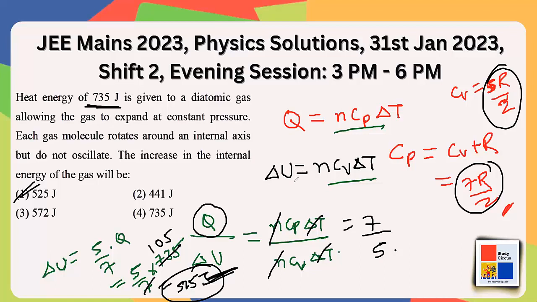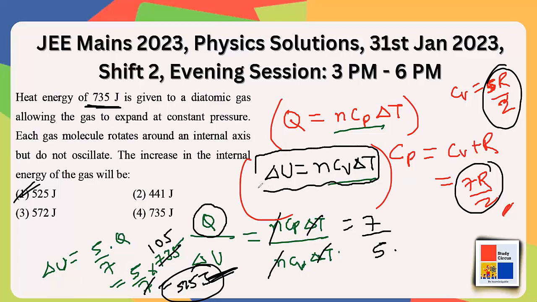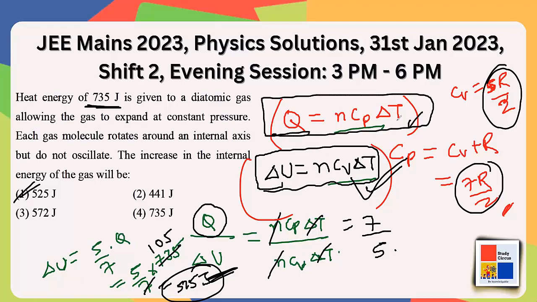The basic thing that we have to understand is the use of these formulas, Q and delta U. This delta U formula is applicable for all gases, no matter what the process is. For any process this is true: delta U is n CV delta T. Q is equal to n CP delta T at constant pressure. So these formulas had to be used. Fine. Thank you.